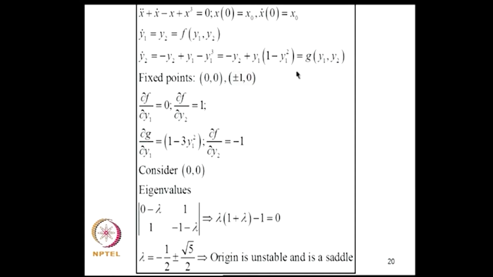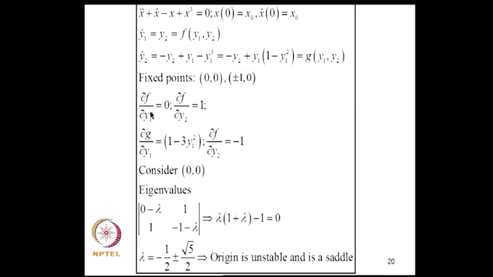The fixed points: you can see y2 equal to 0. If y2 equal to 0, then y1 into (1 minus y1 square) is 0. Therefore, y1 equal to 0 is a fixed point. So, 0 comma 0 becomes a fixed point, and 1 minus y1 square equal to 0 is also a fixed point. So, the fixed points are the origin and plus minus 1, 0.